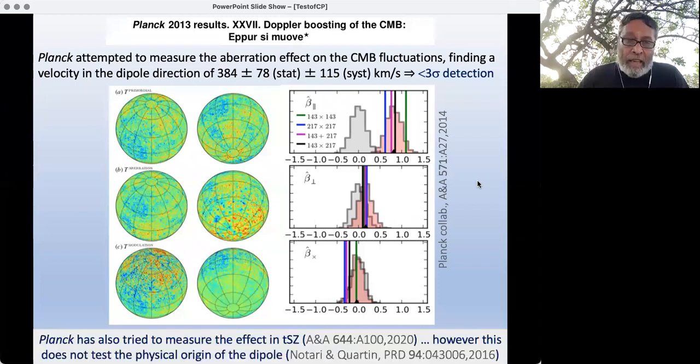More recently, they have also tried to measure this effect in the thermal Sunyaev-Zeldovich effect. But as Notari and Quartin pointed out, this does not actually test the physical origin of the dipole. So therefore, I conclude that the kinematic origin of the CMB dipole is seriously in question. It does not imply a dipole in the quasars that matches what we observe. So the rest frame of distant matter and the rest frame of the CMB is not the same.